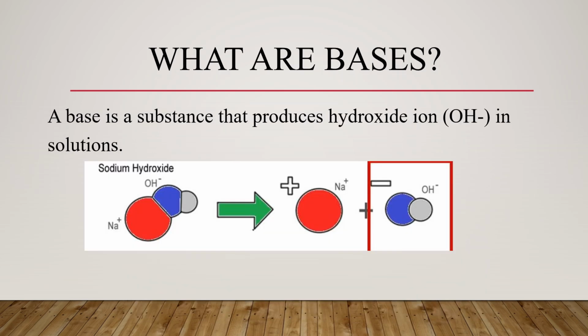What are bases? A base is a substance that produces hydroxide ion in the solution. See here for example, NaOH, sodium hydroxide, reacts and forms Na+ and OH-. OH- is a hydroxide ion, that is the base.